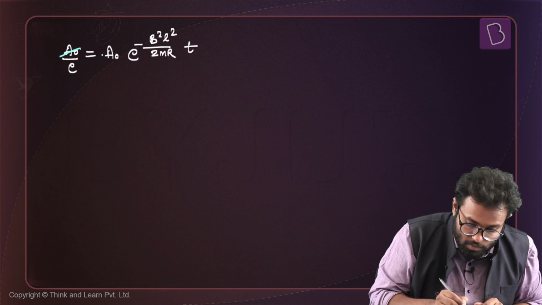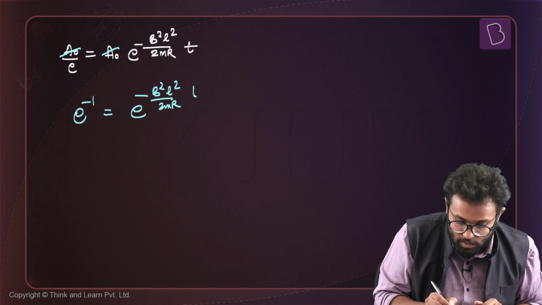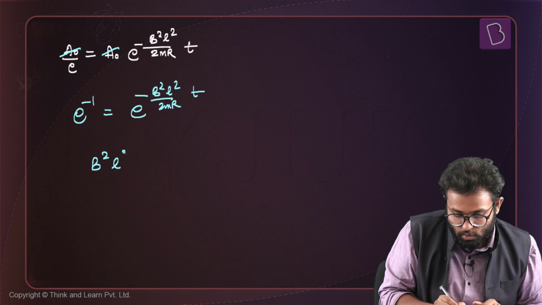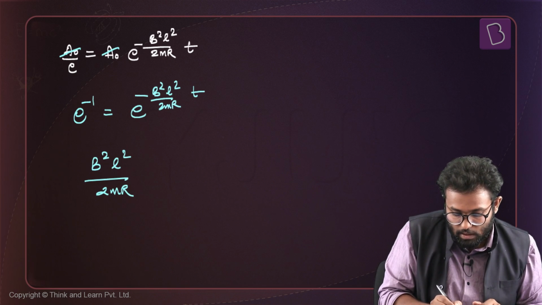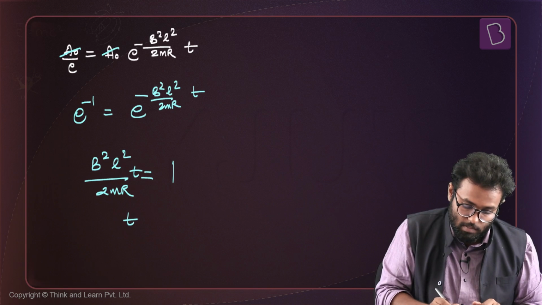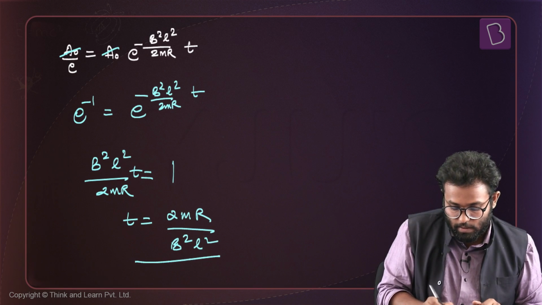So now this becomes e to the power of minus 1 equal to e to the power of minus B square L square by 2mR times t. That becomes B square L square by 2mR equal to 1 times t. So t becomes 2mR upon B square times L square.